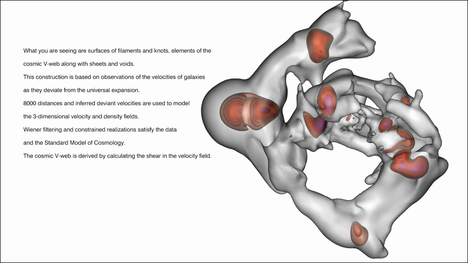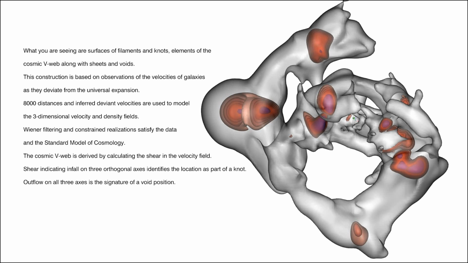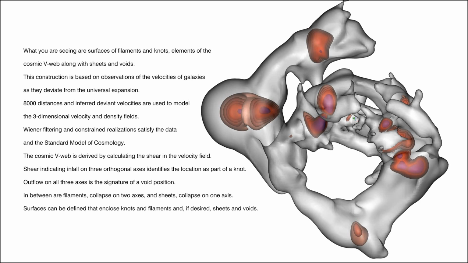The cosmic V-web is derived by calculating the shear in the velocity field. Shear indicating infall on three orthogonal axes identifies the location as part of the knot. Outflow on all three axes is the signature of a void position. In between are filaments, collapse on two axes, and sheets, collapse on one axis. Surfaces can be defined that enclose knots and filaments and, if desired, sheets and voids.